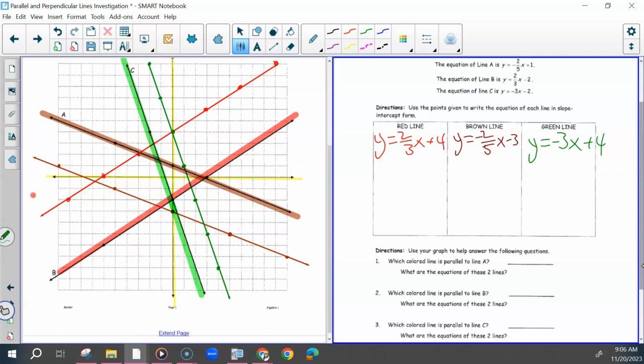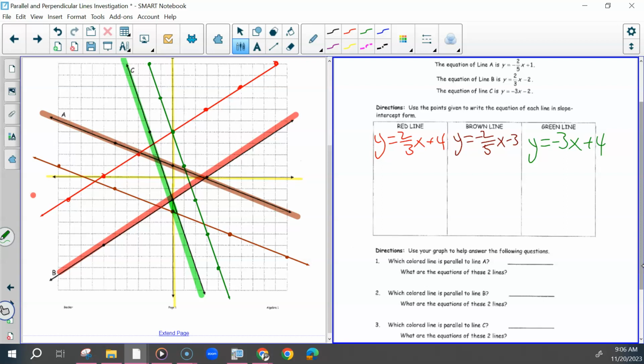The bottom part is now asking, if we're looking at the graph, which colored line is parallel to line A? So first, if I asked you, what does parallel mean? What would you say? In the same direction. Okay, in the same direction. They never touch each other. Okay, so all of those things, yes. They never touch each other, they go in the same direction, they look like that, yes, okay.